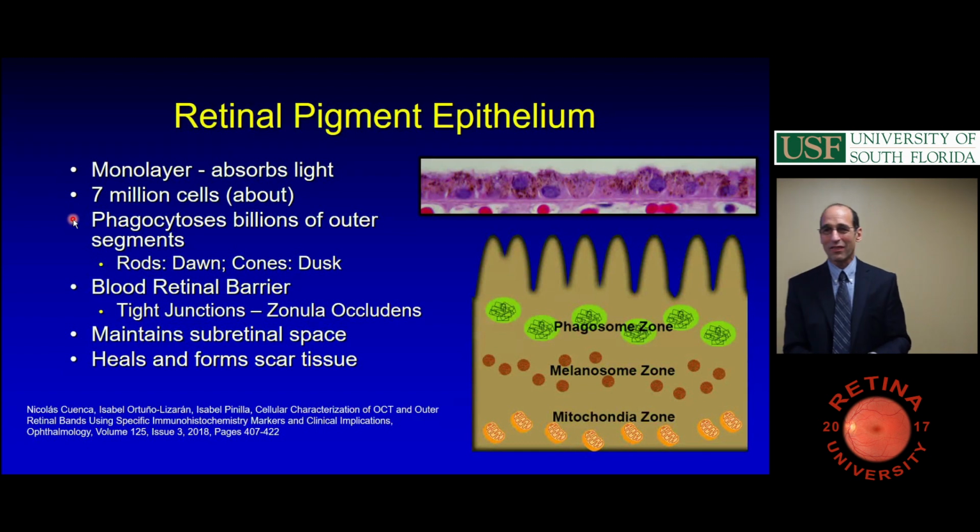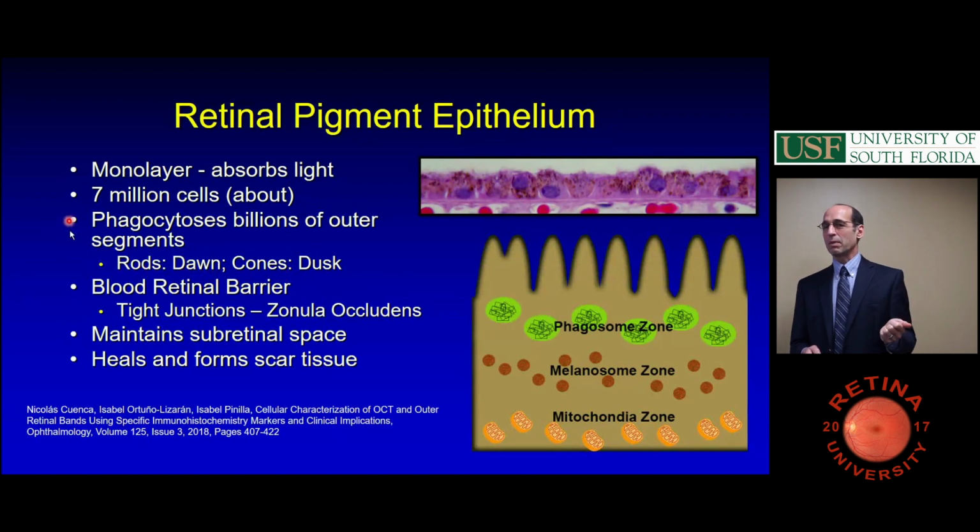They phagocytose billions of outer segments in their lifetime. So your RPE cells cannot divide. So when you lose a retinal cell, you don't get it back. So anyway, the RPE cells, so the rods shed mostly at dawn. Your cones shed mostly at dusk, which is sort of when you're done using them.